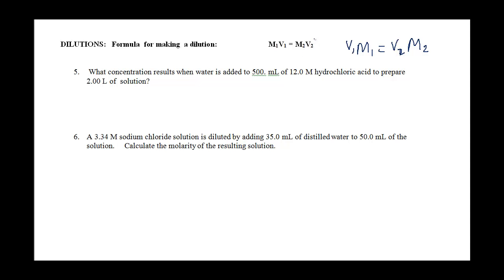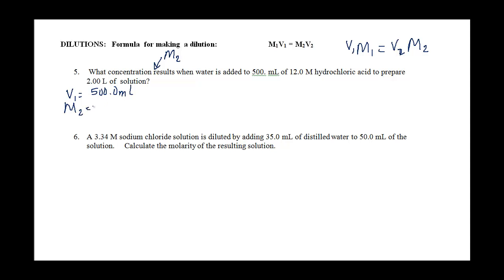So with this, same thing. You're going to have to know 3 out of the 4. You need to look at it and just write down what I know. And the main thing is make sure you put which volume goes with which concentration. So reading this, what concentration results? That right there tells me I'm looking for the new concentration because I'm going to change the concentration. When water is added to, so now as I'm reading through this, I know that V1 is 500 milliliters.